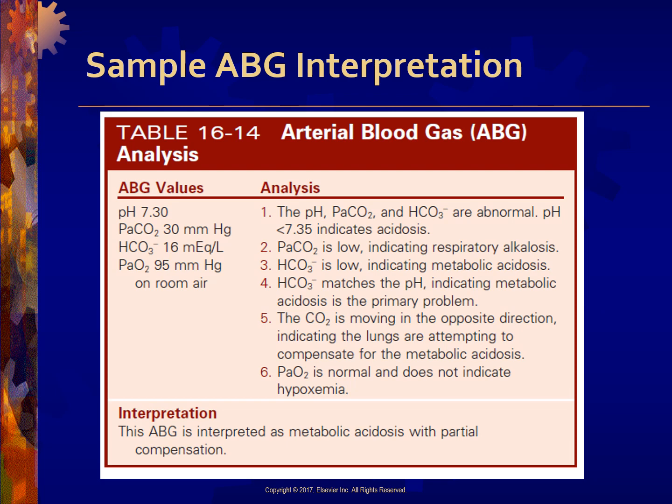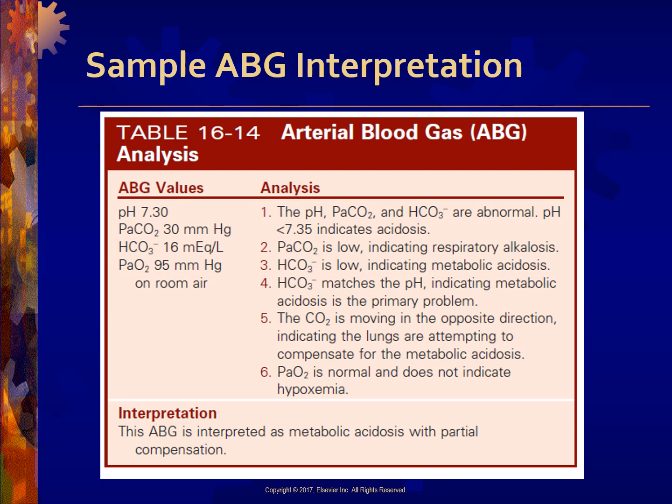This is less than 7.35, which indicates acidosis. We have a CO2 of 30, and this is alkalosis, right? And we have a bicarb of 16, and this indicates metabolic acidosis. So the bicarb matches the pH, which indicates that metabolic acidosis is the primary problem. The CO2 is moving in the opposite direction, and that indicates the lungs are attempting to compensate for the metabolic acidosis.